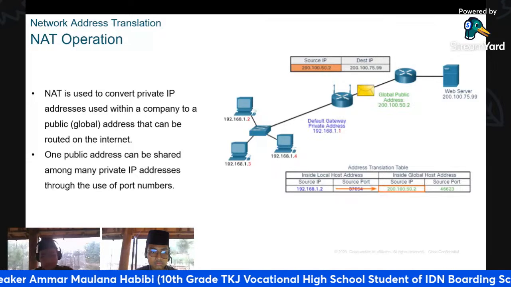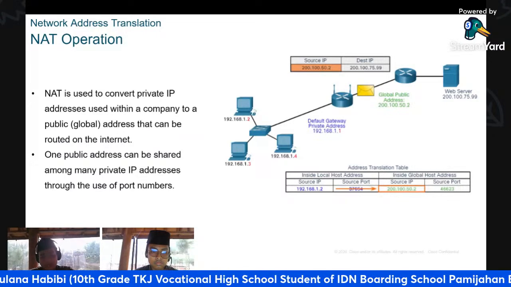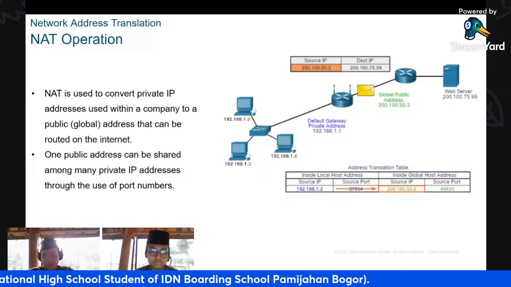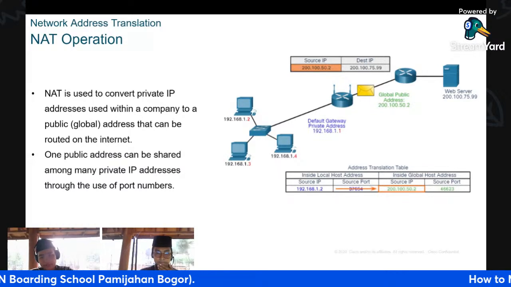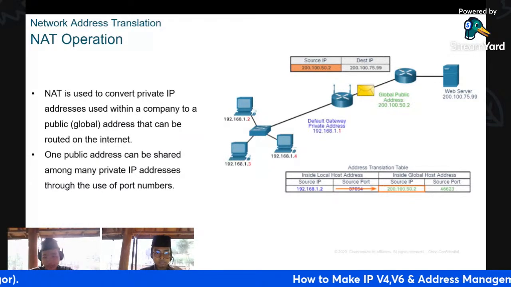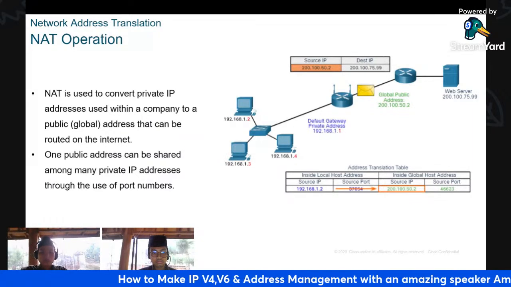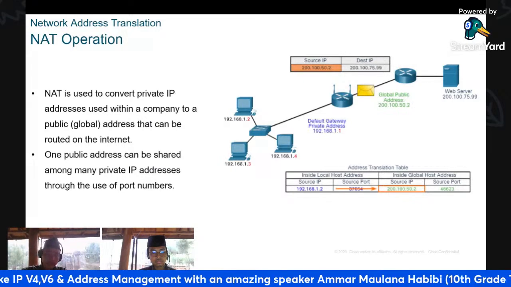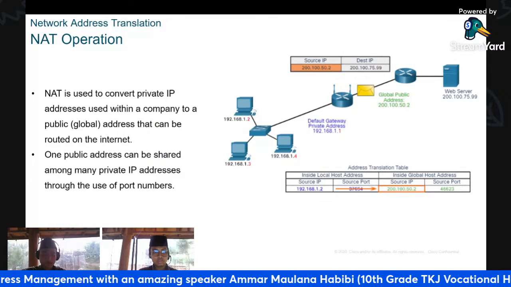Okay, you can see the table. Source IP from the private line, and the port. The port is the cable from the end device to the router. For the global host address, the source IP has to be a public IP. Okay, for this module, are there any questions?